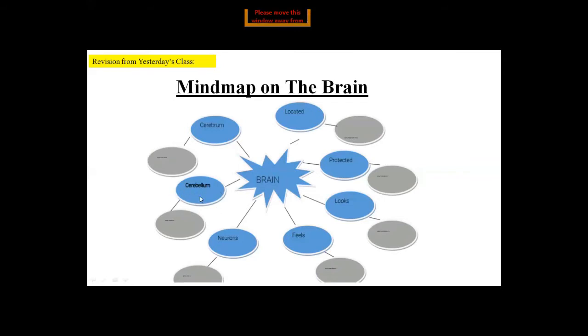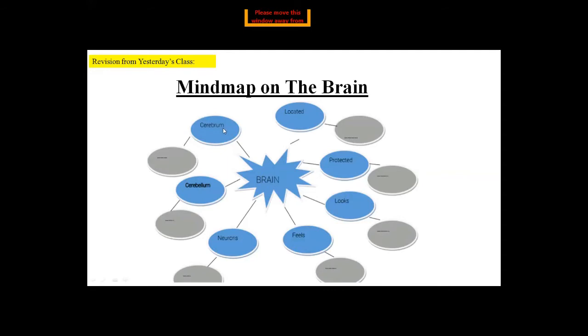Okay? Now the second part, the cerebellum. Where is it located? It is located below the cerebrum and above the medulla, the third part. What is its function? It also controls the voluntary actions, like physical activities, movement of the joints and muscles.